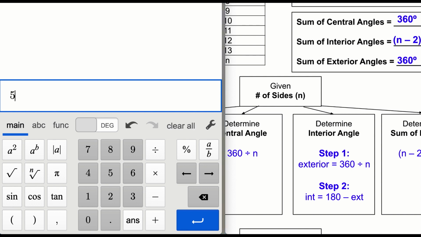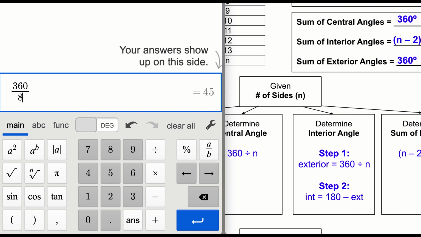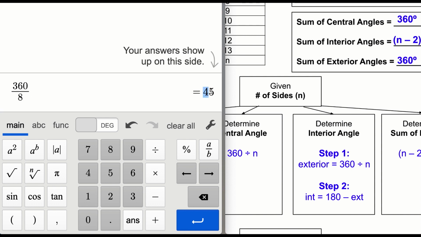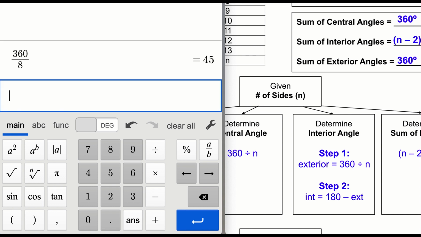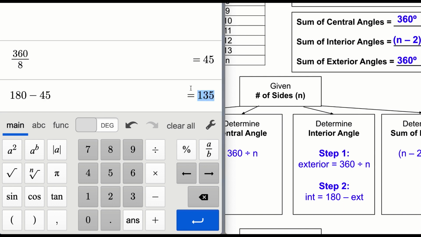So I'm going to take 360 divided by the number of sides, 8, and then I'm going to get the answer of 45 degrees. And then with that 45 degrees, I'm going to take the 45 and subtract it from 180 degrees. So I'll go 180 minus 45, which then means my interior angle will be 135 degrees.